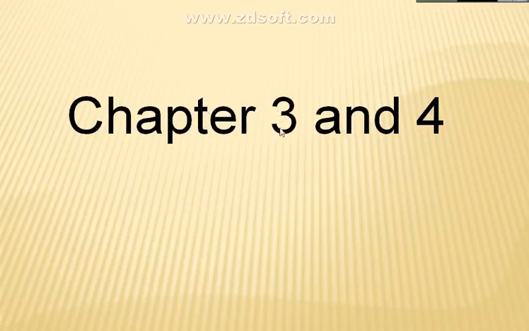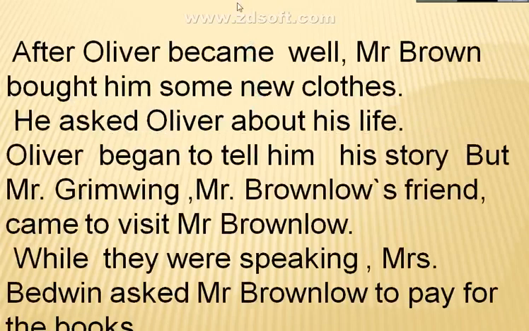Now let's go to Chapter 3 and 4. After Oliver became well, as you know, in Mr. Brownlow's house, Mr. Brownlow bought him some new clothes. He asked Oliver about his life. Oliver began to tell him the story. But while they were talking, Mr. Grimwig, who was Mr. Brownlow's friend, came to visit Mr. Brownlow.